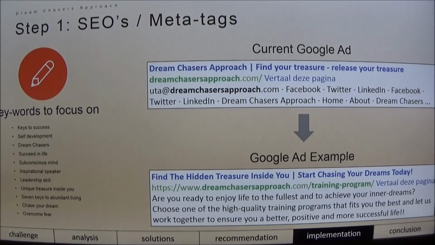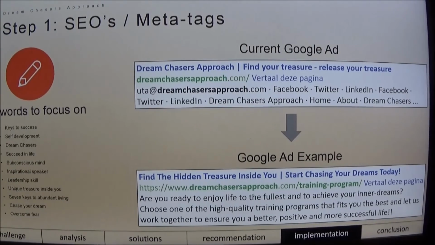I mean, I won't lie about it. It's quite bad. As you can see on top in the blue, that should already attract your customers. But now it's saying the name of the company, Dream Chasers Approach, and okay, find your treasure, release your treasure. Okay, that's nice, but it's in no way appealing to customers. And in the meta tag itself, the below part, this area, it's only random words. Totally not working.